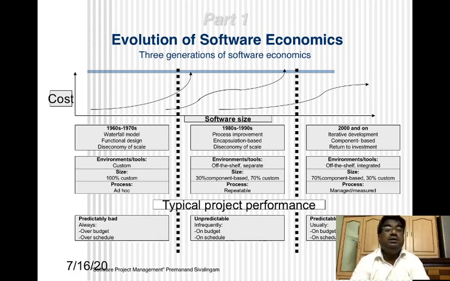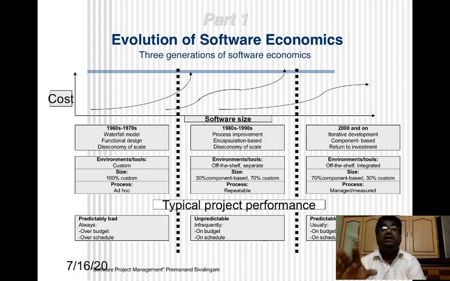Okay, let us see typical project performance, how the project performs. Predictably bad. So, the conventional model says you can't predict 100%. So, over budget, over schedule. Coming to the middle, unpredictable. In modern practice, the last generation, third generation, it definitely gives assurance: predictable, usually on budget, on schedule. So definitely the project goes to success and it gives you definitely a return on investment.